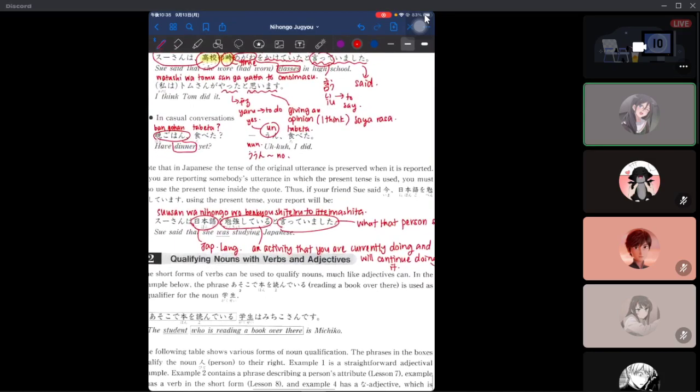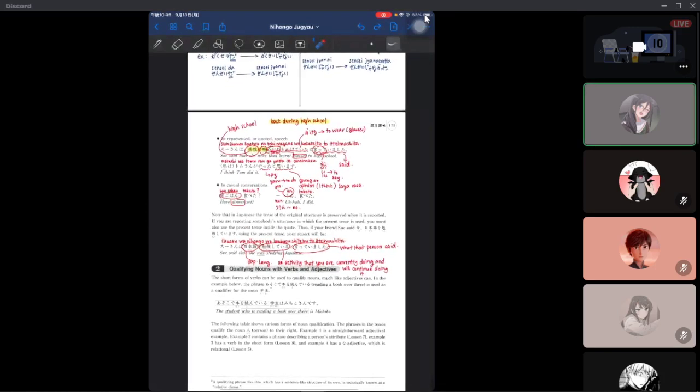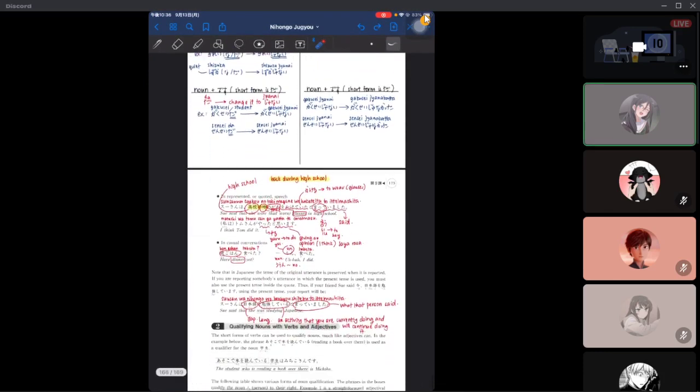So yes, basically in this context, it means Sue said that she was studying Japanese. スーさんは日本語を勉強していると言っていました。This is something you use when you are quoting someone on what they said before. So yes, that is for the short form past tense negative.